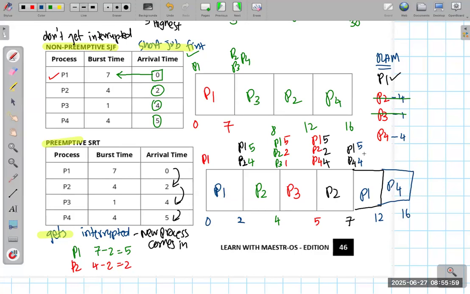It's like a bus, it stops and checks and goes. Got the concept? So from P1 until a new process comes in, he gets interrupted and checks who is the shortest. Then again he checks who is the shortest. This is what we call SRT, shortest remaining time. And this is what kind of algorithm? Preemptive algorithm. Beautiful. Done.